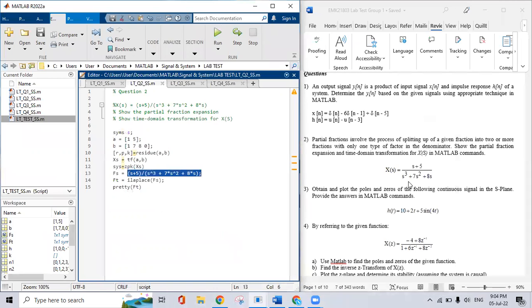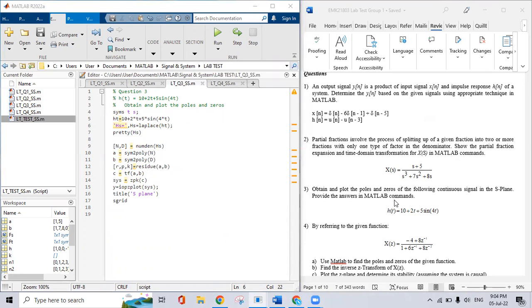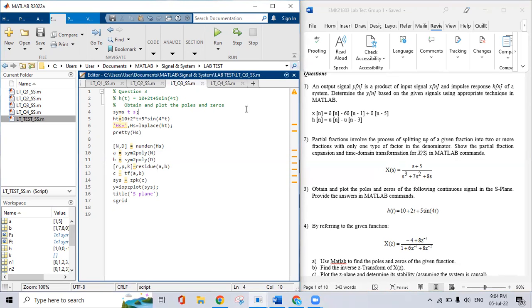Okay, and let us take a look at question 3. What we need to do for question 3 is obtain poles and zeros for the continuous signal in the S-plane and provide the answers in MATLAB commands. So we're having these expressions, a sine expression with 10 plus 2t plus 5 sine 4t. So what we need to do inside MATLAB.